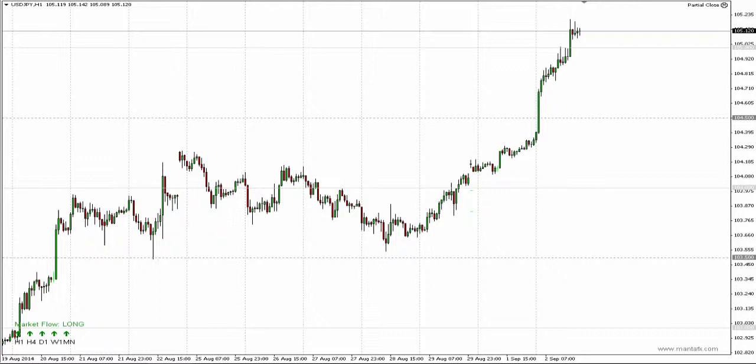This is the 1 hour time frame, and we have been pretty much consolidating these last few days around these areas right here. Pretty much the top would be somewhere around here, and then the bottom would be somewhere around this level. So the pair was pretty much ranging for a few days.